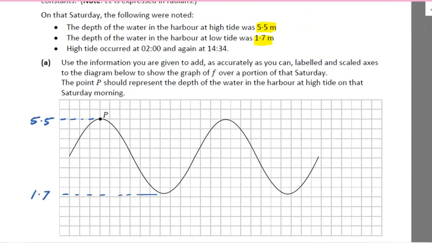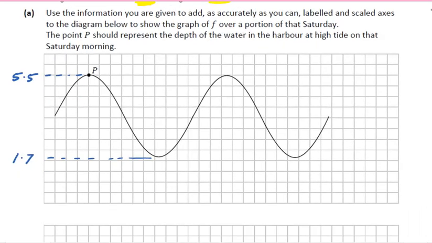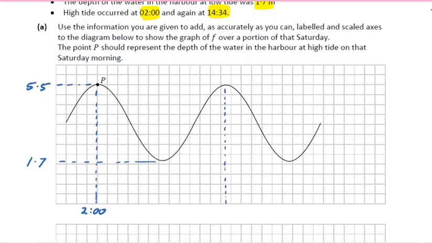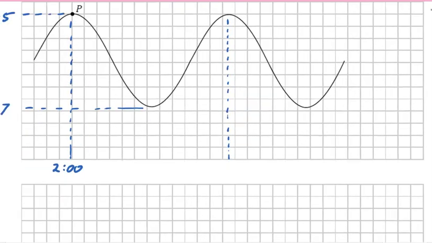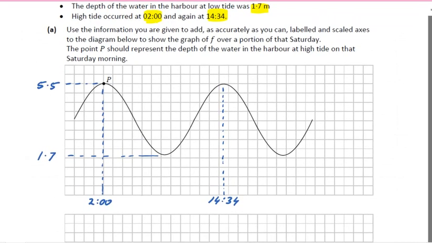Also, we're told that high tide occurs at 2 o'clock and at 14:34. So we can also fill those in. So this is the 2 o'clock here. And the other peak is the next high tide, which is, we're told, 14:34. Now, what we're asked to do in this question is to label and scale the axes.